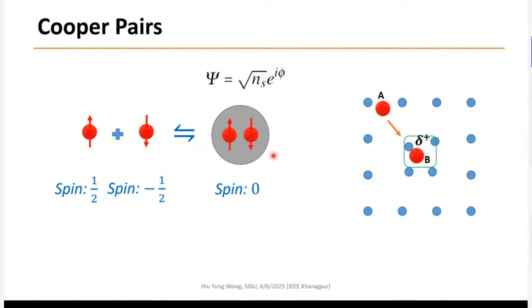When we cool down the metal to superconducting, they form Cooper pairs, and these Cooper pairs also have exactly the same state, so they become a macroscopic quantum object. They have the same phase, and that's why we can describe them with an ensemble wave function.